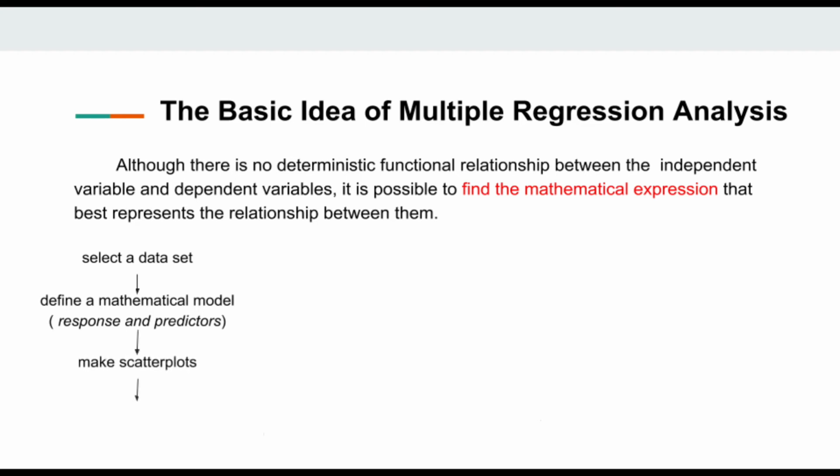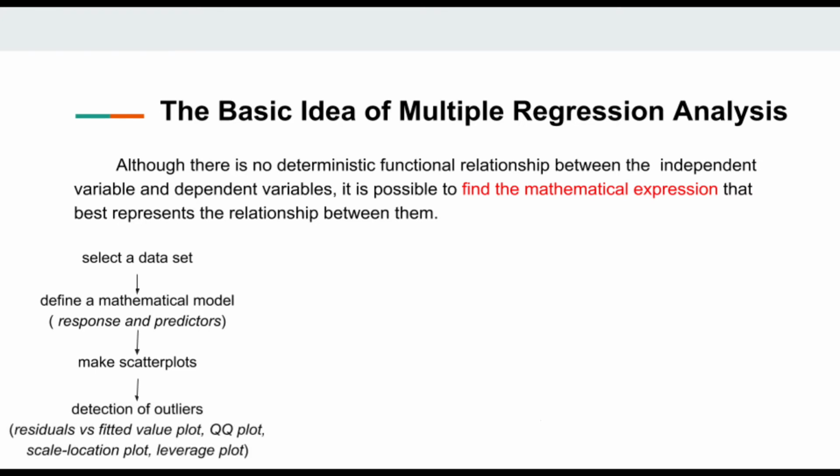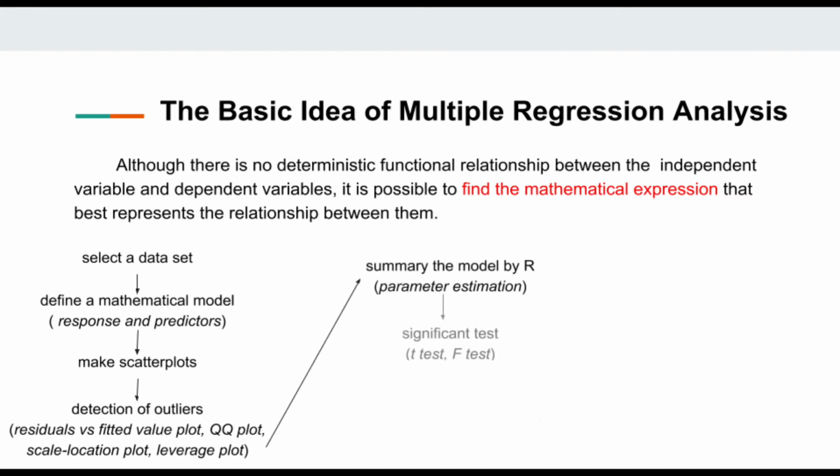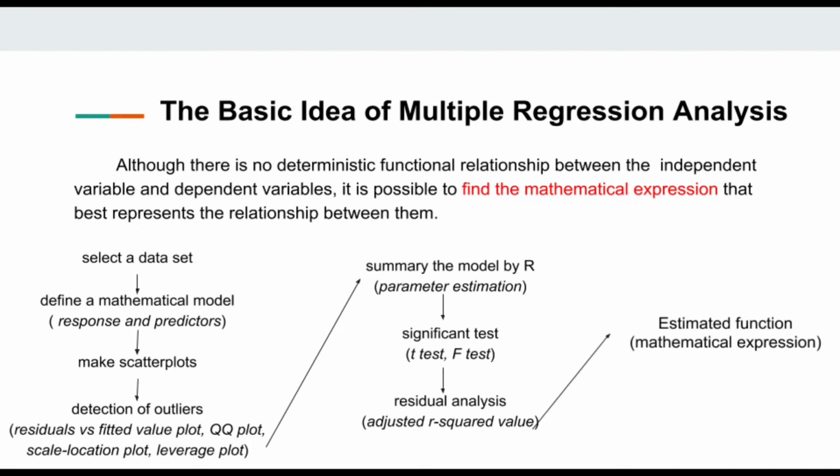We use RStudio to make the scatter plots. We will do the detection of outliers by using the residuals versus fitted value plot, QQ plot, scale location plot, and leverage plot. Then we summarize the model function by RStudio. After that, we should do the significance tests, t-test, F-test, residual analysis, adjusted R-squared value, and finally, we should determine the estimated regression function for model prediction.